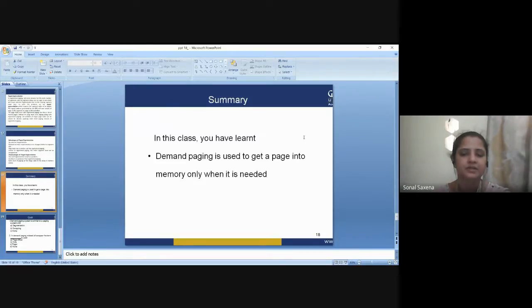So this is the overall summary in a nutshell: demand paging is actually used to get a page into the memory only when it is required, and thus it is saving memory space. This is how we do it. Okay. So with this, I am coming to the end of this lecture number 18, and now I'm quickly taking you over to the MCQ part to understand whatever you have learned in today's lecture.